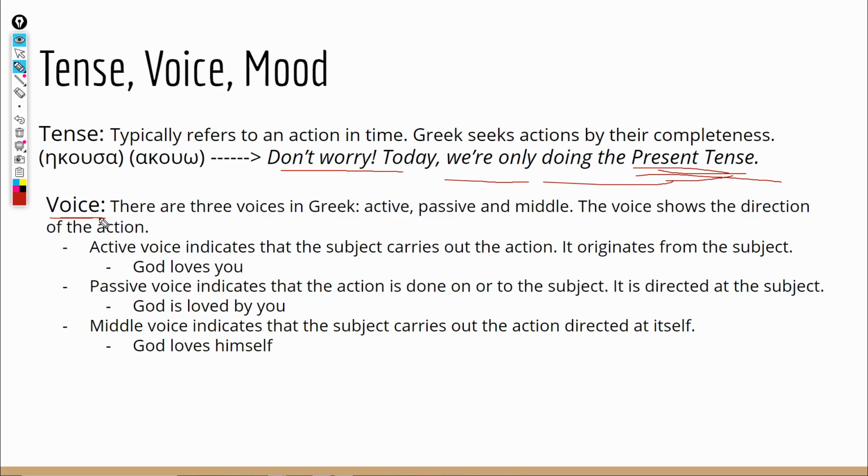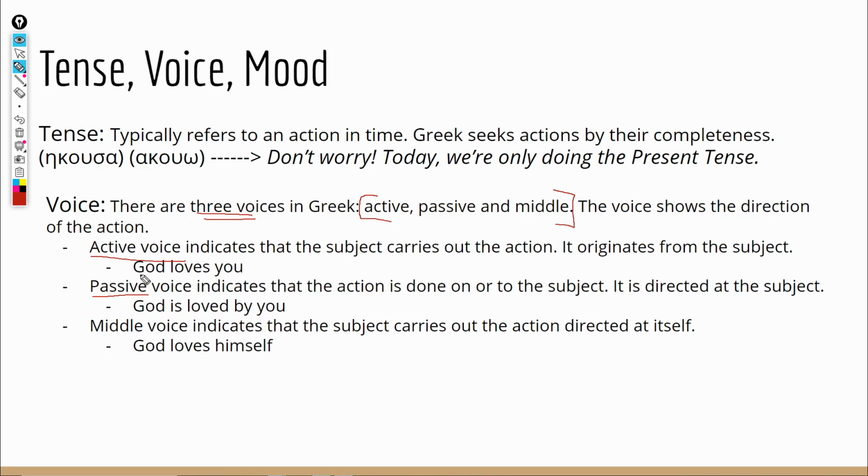So the second thing here we have is voice, okay? And voice is pretty straightforward. There are three voices in Koine Greek, and they are here: active, passive, and middle. The active voice, so I'll draw your attention down here, indicates that the subject of the sentence is the one doing the action. The passive voice then is just the opposite. The verb is happening to the subject, okay?